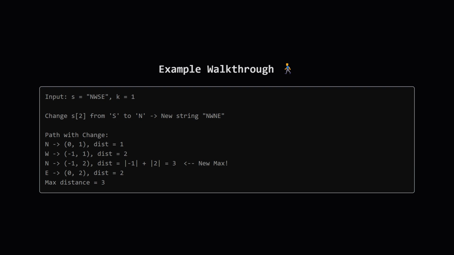What's the distance now? One step left, and two steps up. That's a total of 3. That's better than the 2 we had before. The final move, E, brings us to 0, 2, which is a distance of 2. So, by using our one change smartly, we reached a maximum distance of 3. This is the core of the problem. Where and how do we use our k changes to get the farthest away?